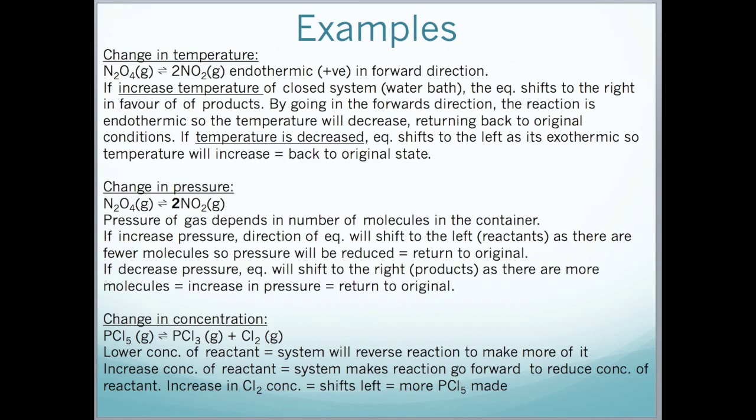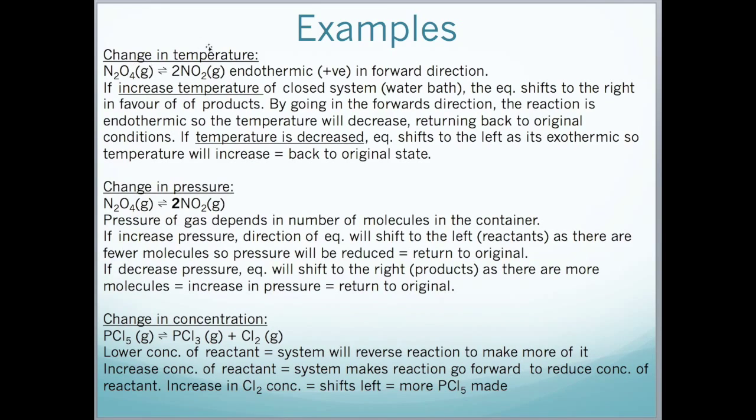Let's now look at some specific examples. We have this reaction between N2O4 going to 2 moles nitrogen dioxide. The forward reaction is endothermic, which means that the delta H is positive. So if we increase the temperature of this closed system, let's say by placing it into a water bath, the equilibrium will shift to the right in favor of the products, so in favor of the nitrogen dioxide.